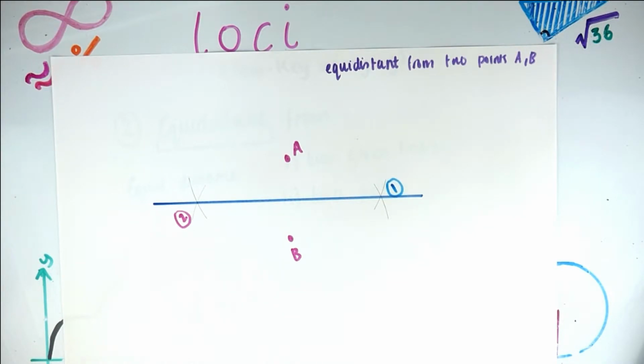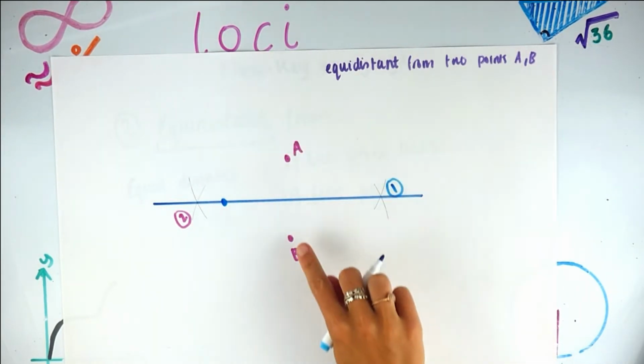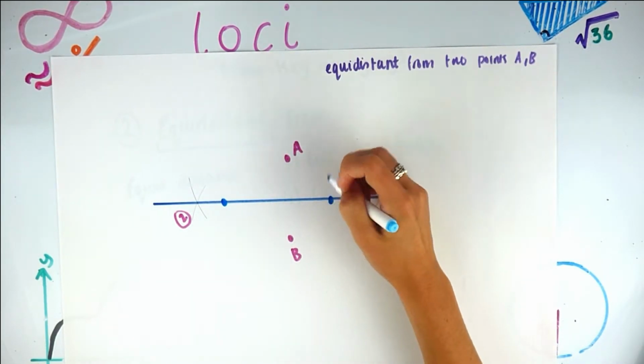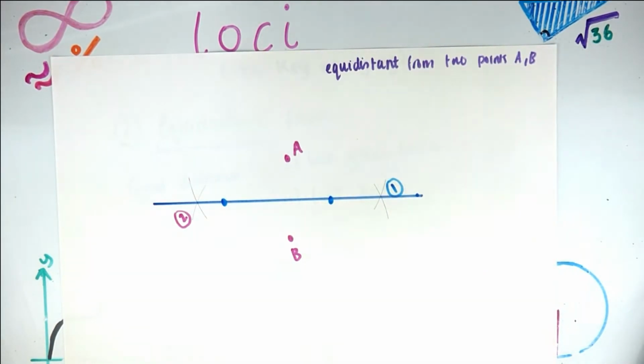So it's not really too bad. So if I'm here, I'm the same distance away from A as I am from B. If I'm here, I'm the same distance away from A and from B, and here and anywhere along that line.